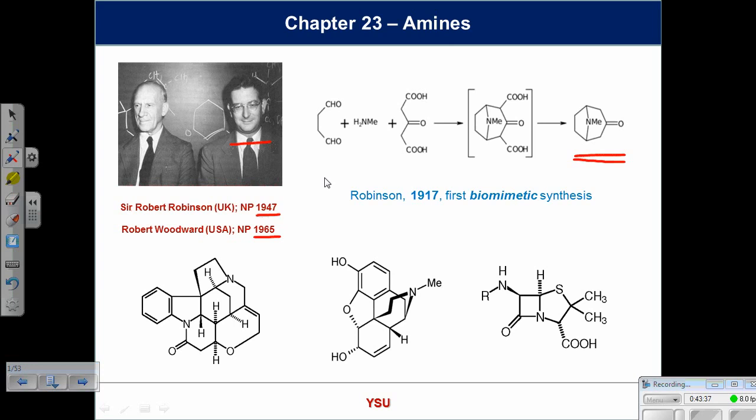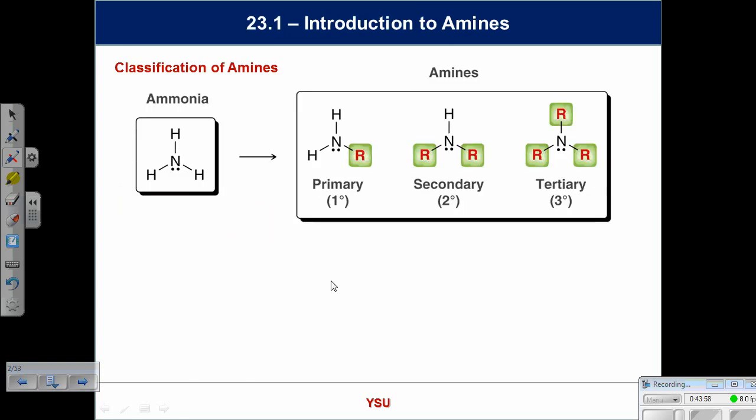And Woodward is arguably the best organic chemist that ever lived and might ever live. Absolute genius. And he, again, using very simple tools, no NMR spectroscopy, no crystallography like we have now, built ridiculously complex molecules like this down here from scratch. It's absolutely world-class stuff. So amines now are very important. They're nitrogen-containing compounds. I'm going to get this out of the way now. The simplest example of this is ammonia.